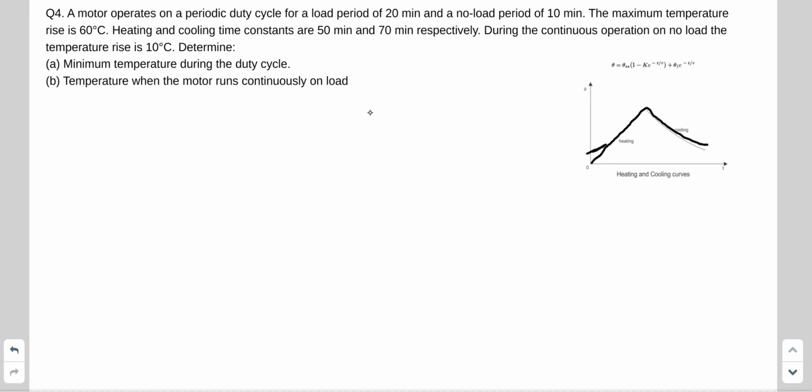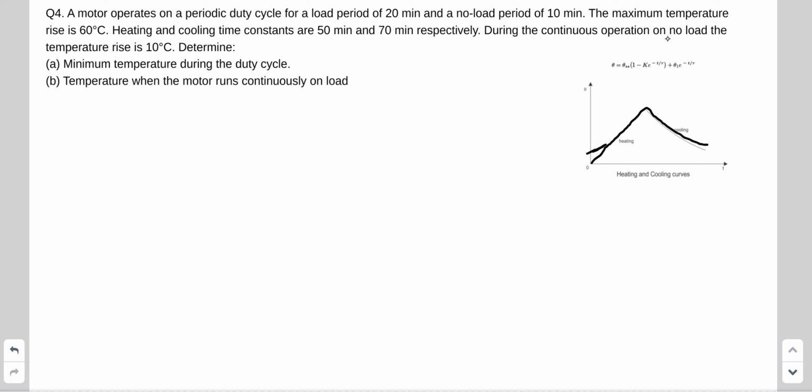Viewers, today we will solve a numerical based on the thermal modeling of motor. So our question is, for a motor operates on a periodic duty cycle for a load period of 20 minutes and no load period of 10 minutes. The maximum temperature rises 30 degrees Celsius. Heating and cooling time constants are 50 minutes and 70 minutes respectively.